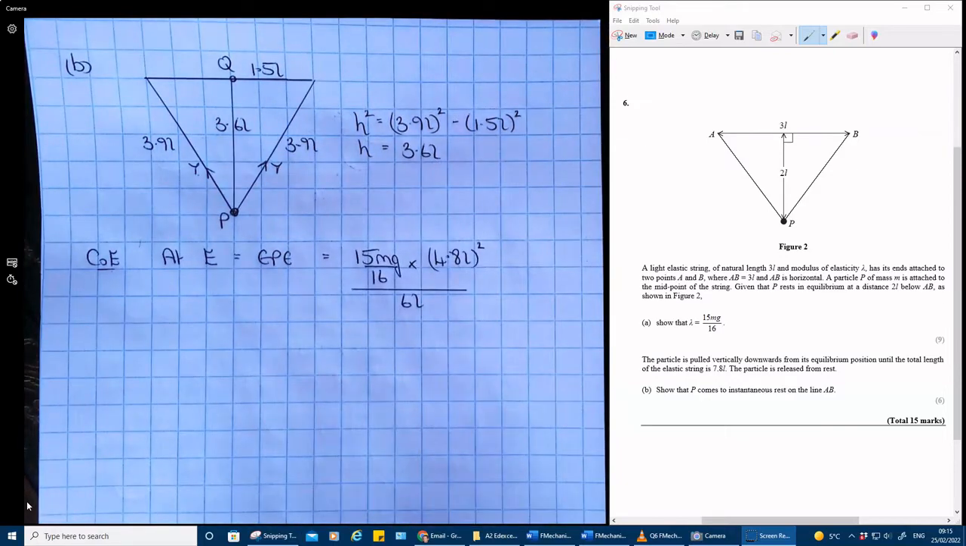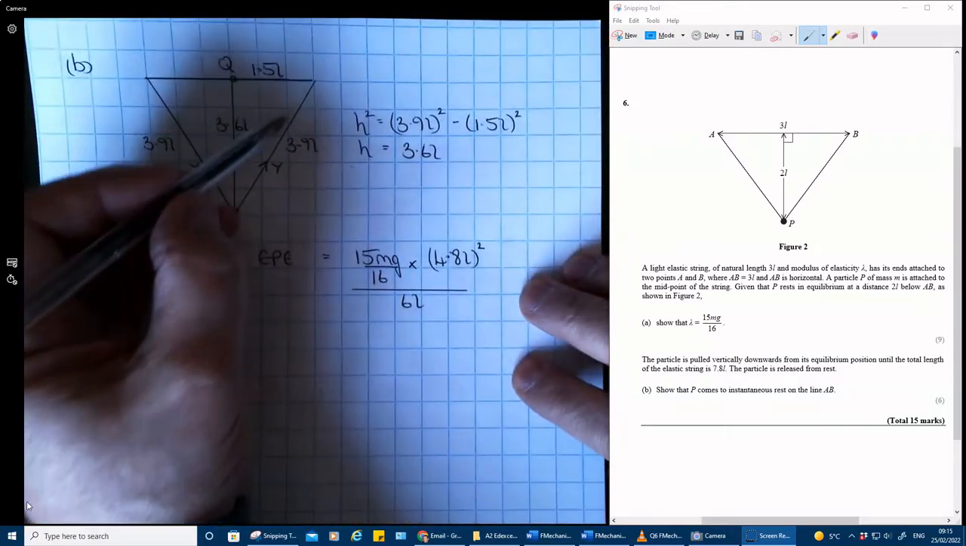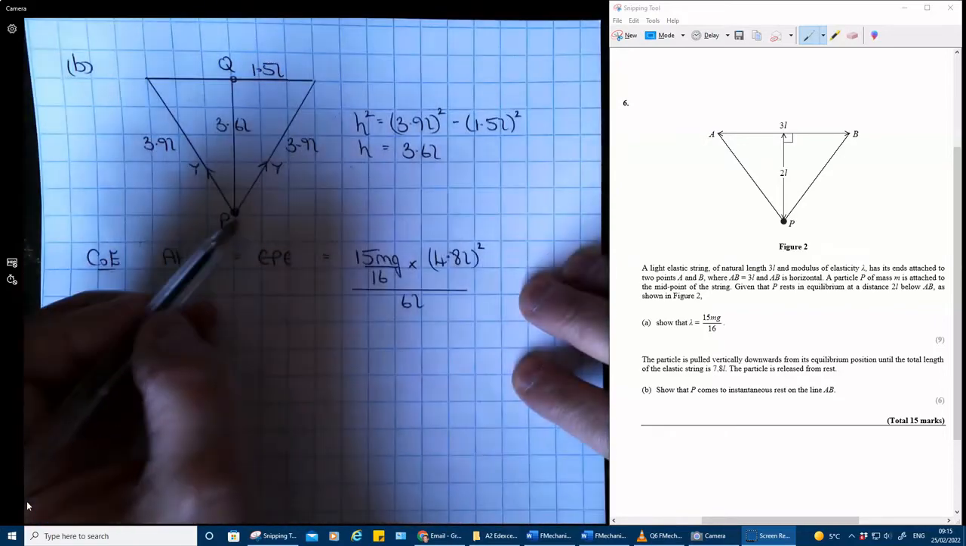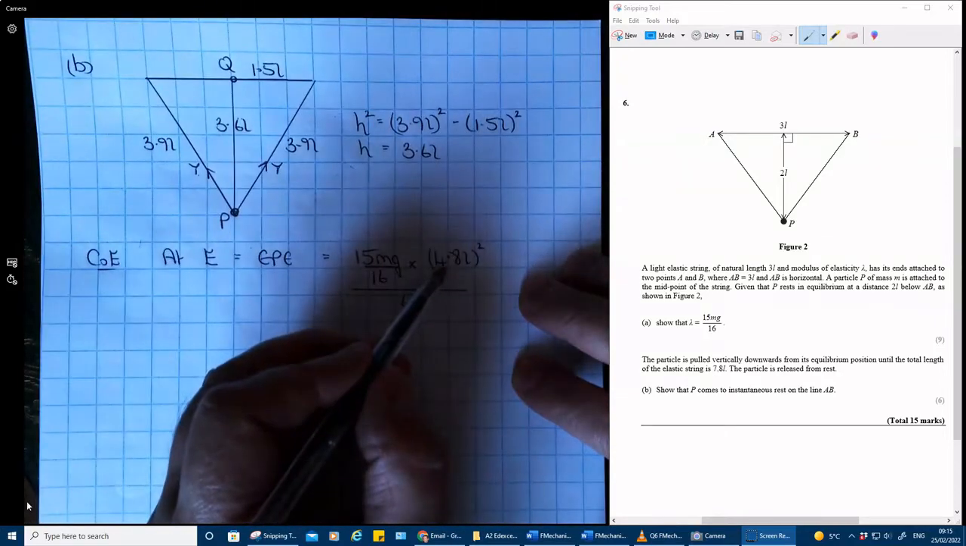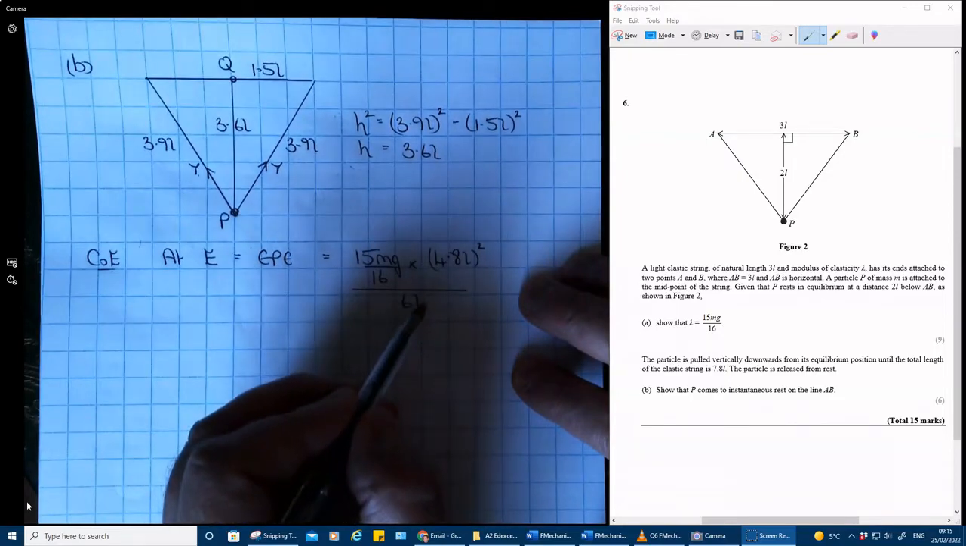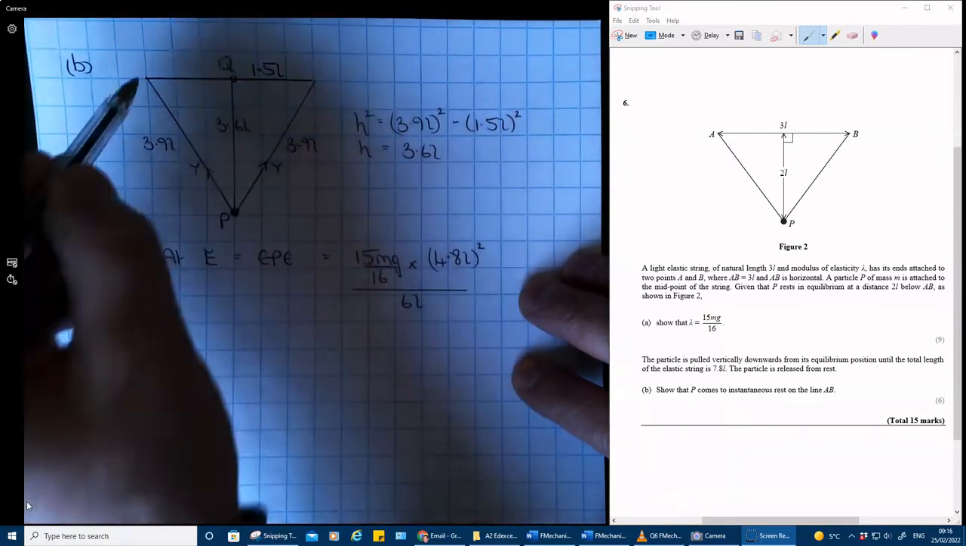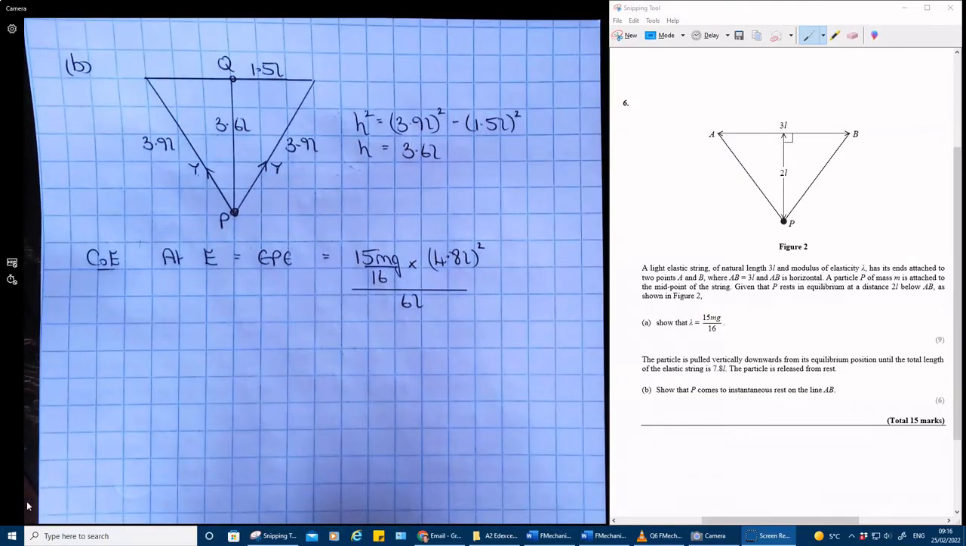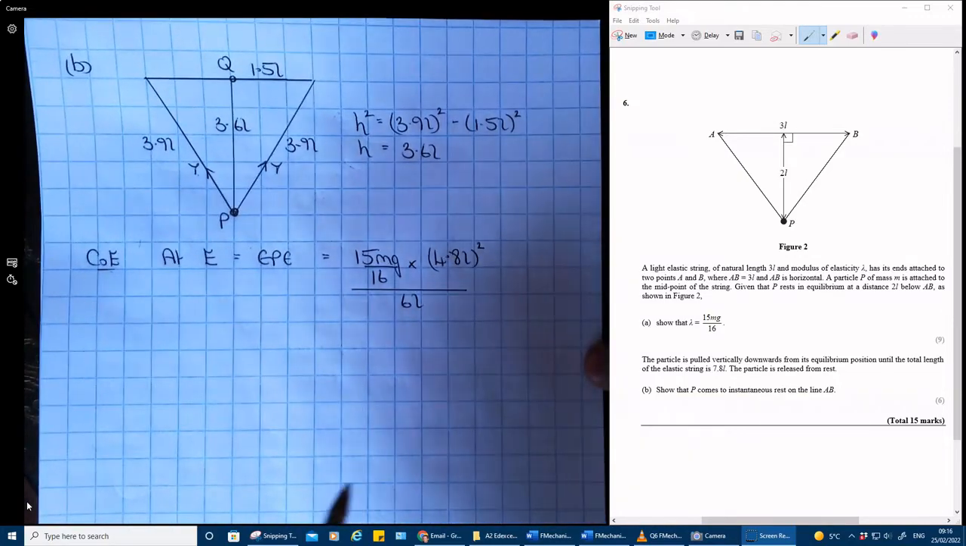Okay, now bearing in mind I could have done half, so I could have said, well, the extension in one side is only 2.4, done 2.4 L squared over double 1.5 L, and doubled it because I've got 2 strings, but that is fine. Do it in one go. It's probably a bit simpler.